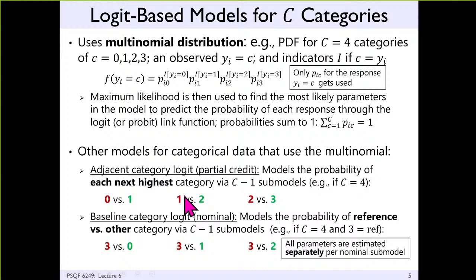So if we had 2 response options in binary answers, there's only one transition that's possible. So that's only one submodel. But there's more than one transition possible. If I have, say, 4, there's 3 submodels. If I have 5 options, that's 4 submodels, and so on.